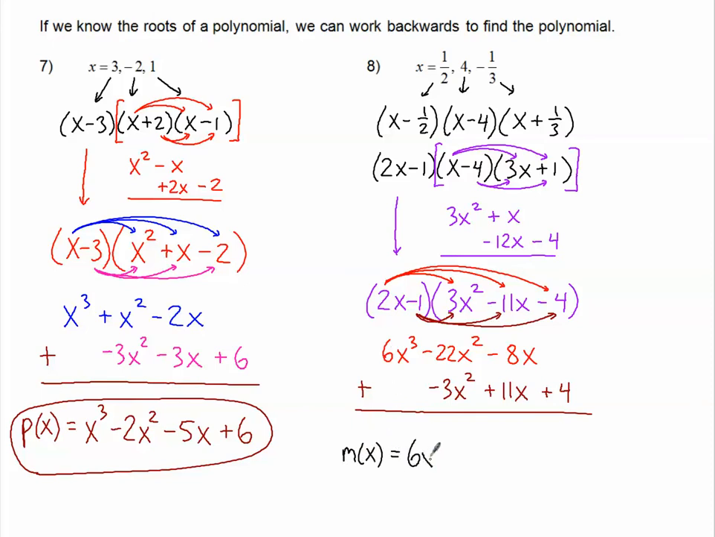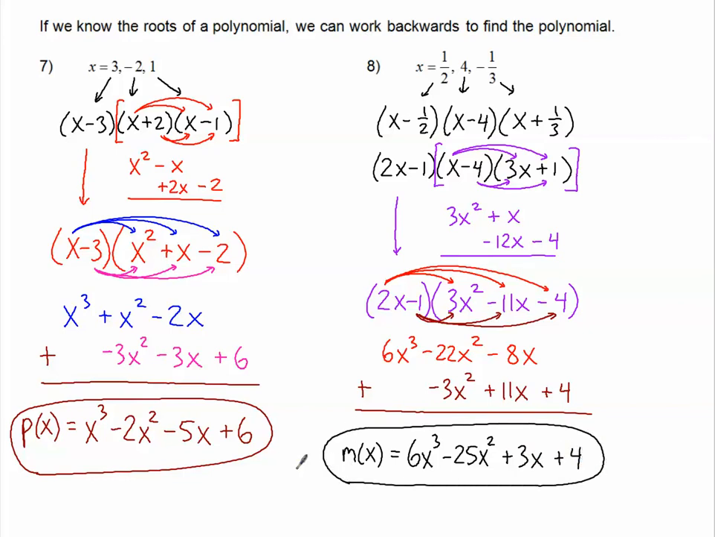6x cubed, nothing combines with that. I have negative 22 things, and I take 3 more away. That's negative 25 things, x squared being the thing. I had negative 8, but I added 11, so now I'm in the positive, 3x, and plus 4. And that's it. That's our polynomial. Sure, it might take a long time, but that's what we do.